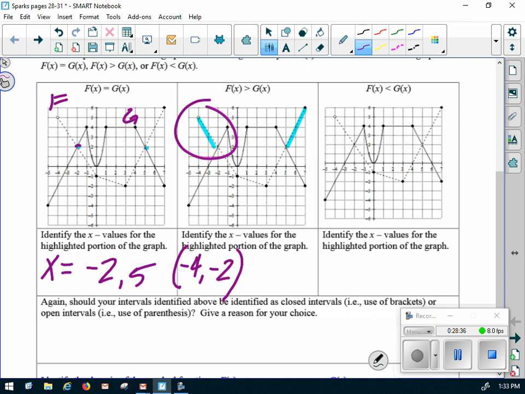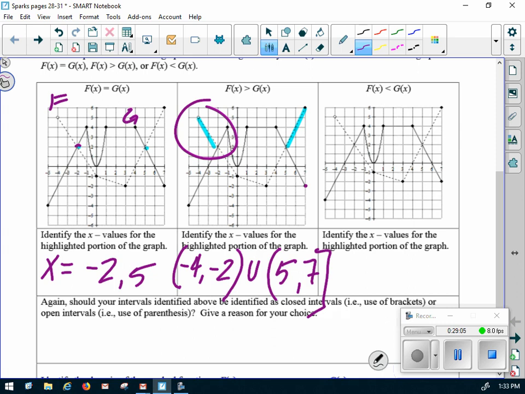And 5, bracket or parentheses? Why? Because at 5, they intersect. At x equal 5, they are equal. Bracket or parentheses? Because the y value at 7 is above the y value on the other one.